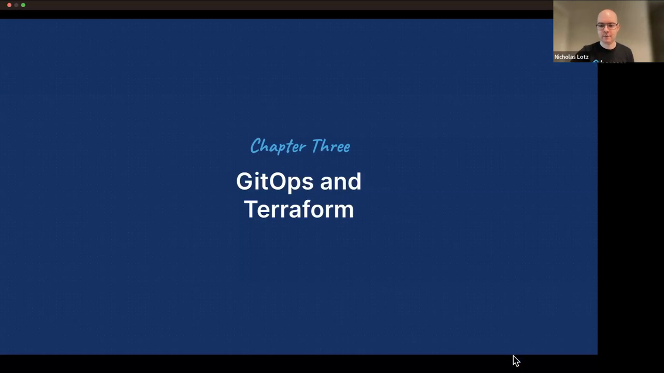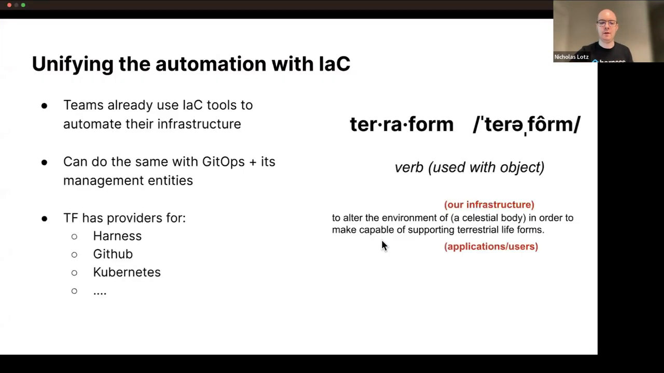And luckily for us, tools like Terraform are very well suited for that process. So ultimately, we can use infrastructure as code as our core management layer for unifying the automation. If you work in DevOps or SRE or infrastructure, or even as a developer, you're probably familiar with infrastructure as code, at least as a concept, right? So many teams already use infrastructure as code tools to automate their infrastructure, even if it's just VM and network provisioning and management. You can do the same with GitOps, right?